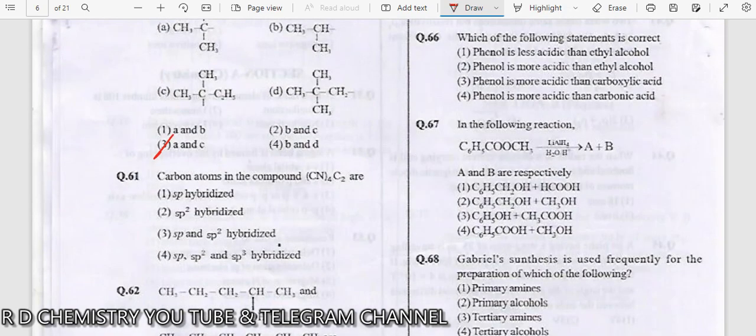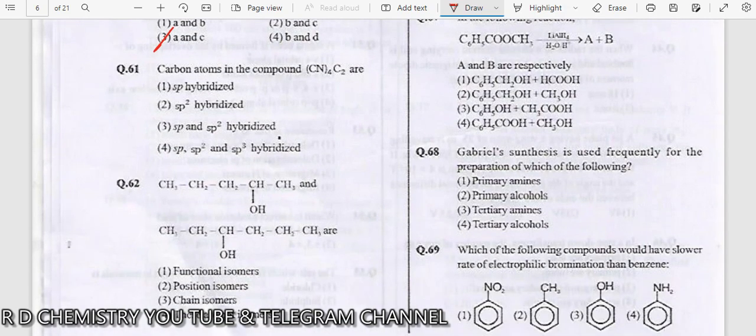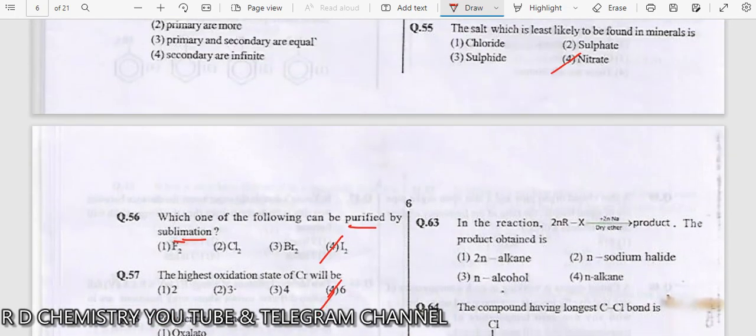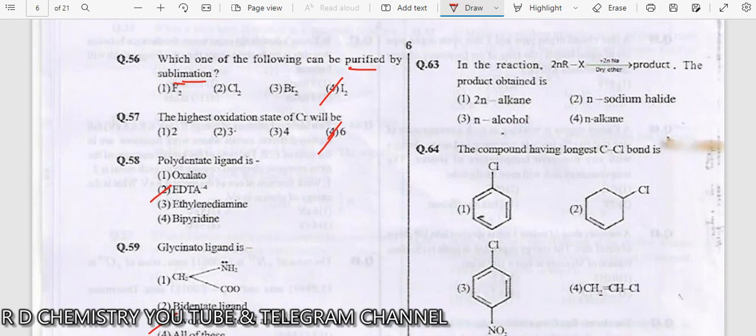Question number 61, carbon atoms in the compound are, answer is option number 3 here. Then two compounds are given here. What type of isomers are they? There are 5 carbon atoms and there are 6 carbon atoms. Molecular formula is not the same. Therefore, answer is the fourth one. These are not isomers. Question number 63 about RX giving the product in the presence of sodium metal, and this is a Wurtz reaction. Answer is option number 4.